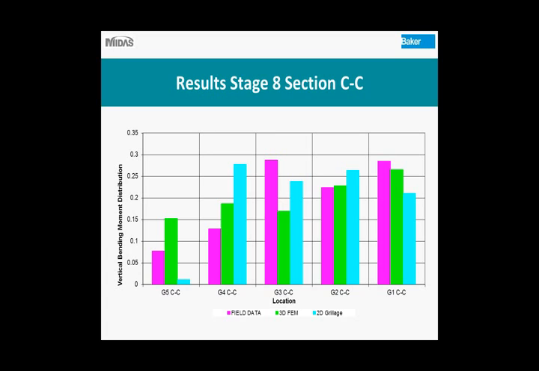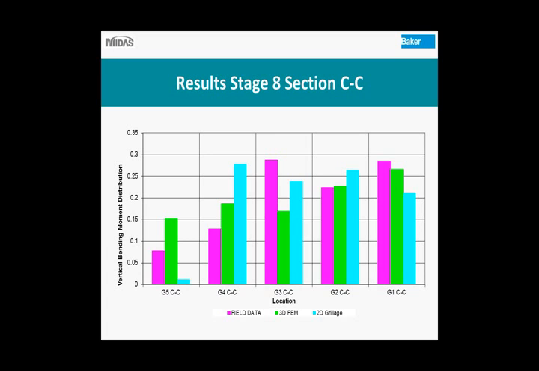So this graph is showing a comparison of the stage 8 section CC results. Stage 8 is the stage when all of the steel has been placed in the bridge, but none of the slab has been placed. So all of our steel has been erected, but we haven't poured any of the deck yet. And if you'll recall, section CC is located near midspan of our first span.